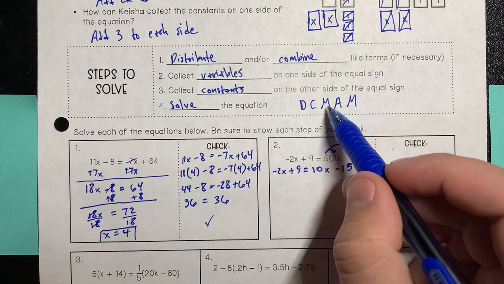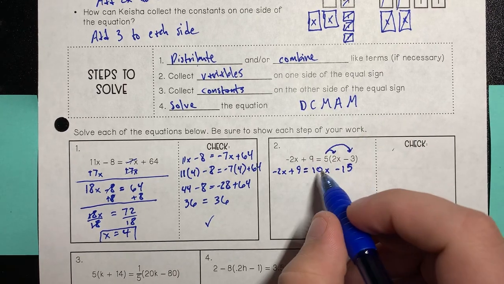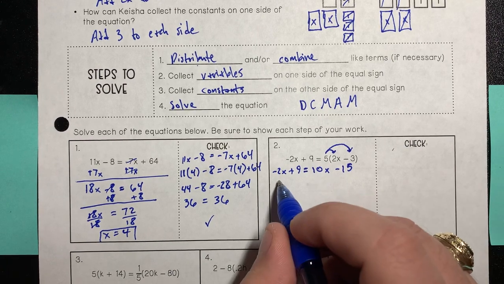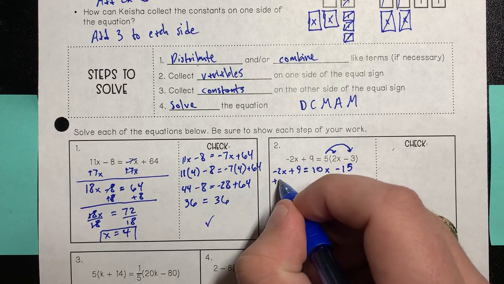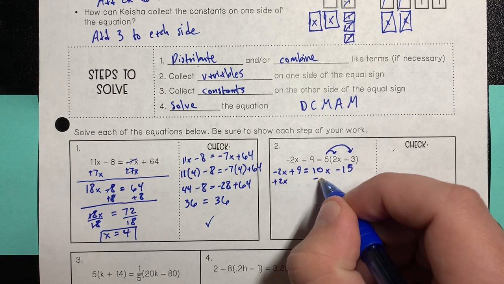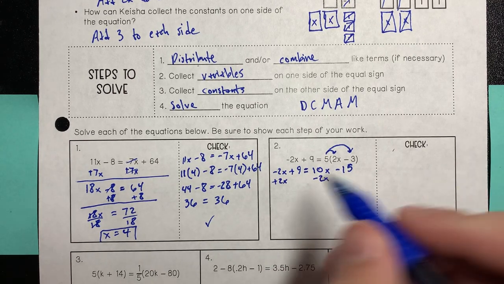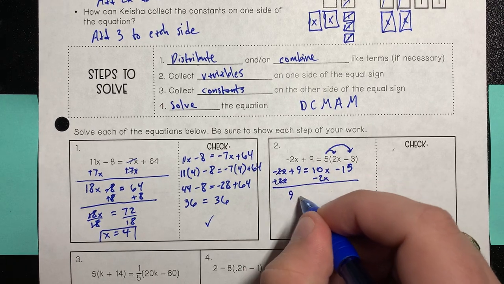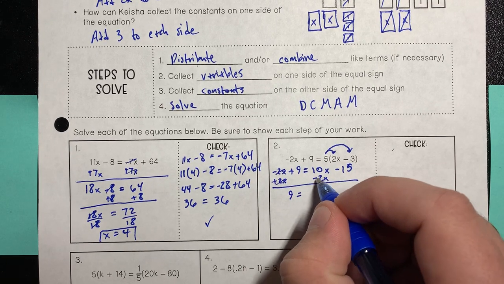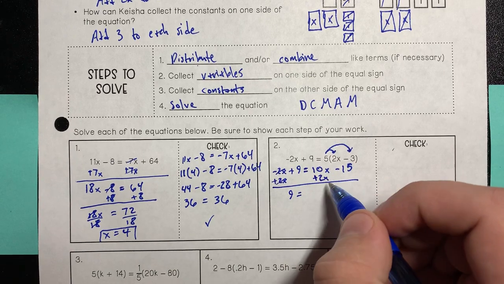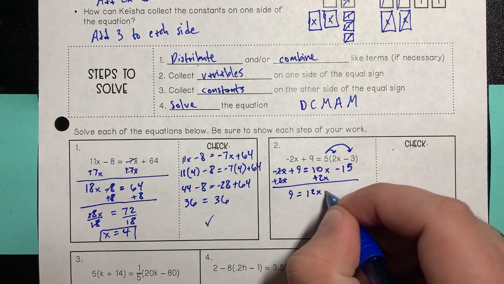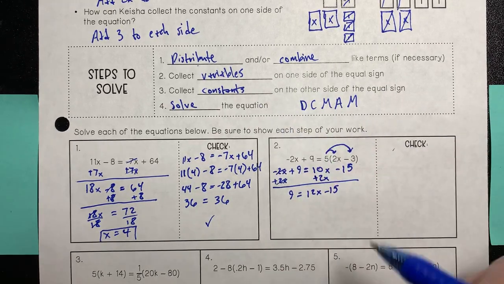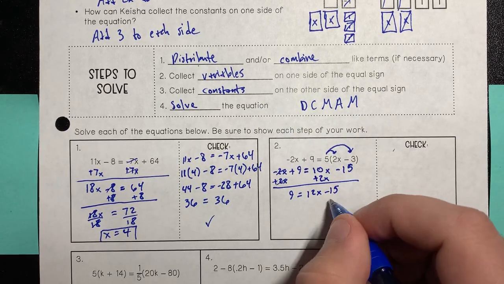Next, we need to move the variables. So because this has a positive number and this is a negative number, I like to get rid of that negative sign. So I'm going to add 2x to both sides, leaving us with, that's going to cancel out. 9 equals, sorry, that's supposed to be adding. What is 10 plus 2? That's 12x minus 15. All right, then we need to add or subtract the constants and get those to the other side.